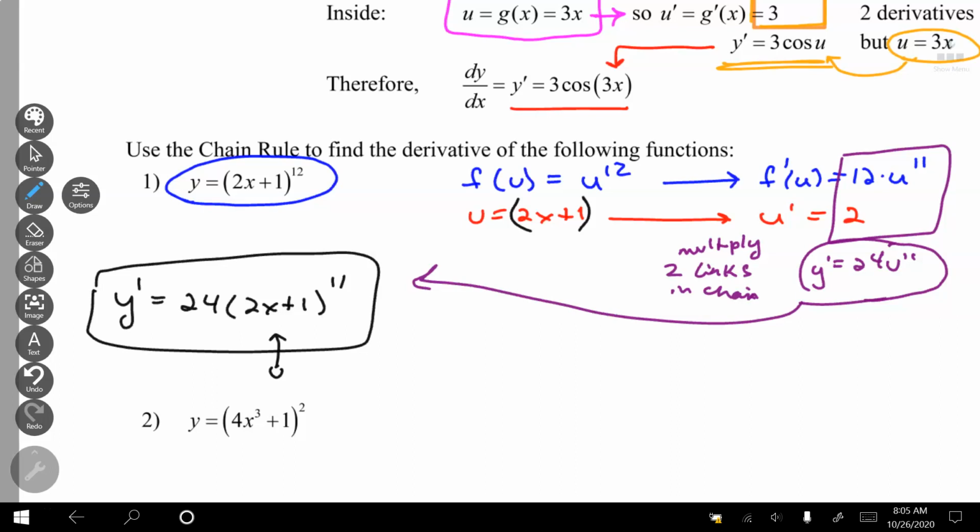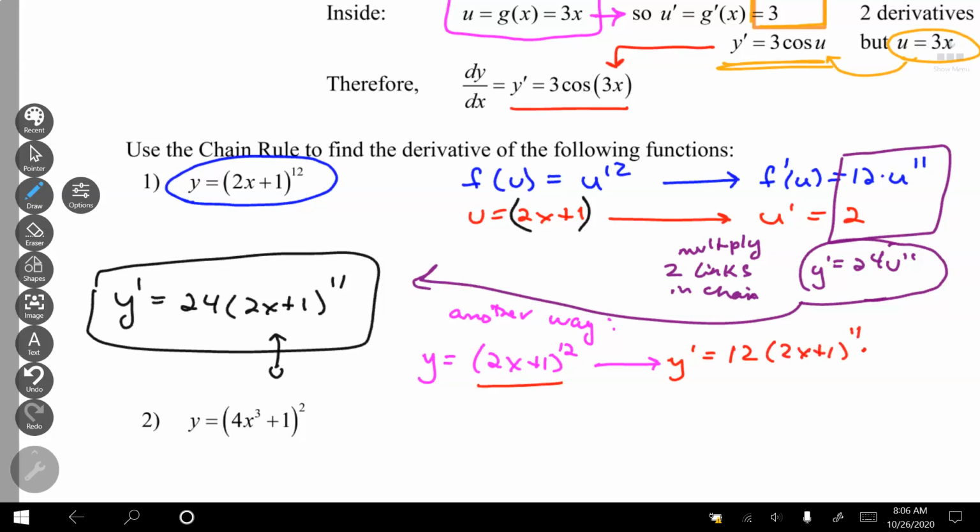That replaced the u. So the way I did this was very mechanical. Another way to do this is just by looking at it. Right now I have 2x plus 1 raised to the 12th, or something raised to the 12th. Some people might say y prime is equal to 12 times that something raised to the 11th, and then I have to multiply it by the derivative of the inside stuff. That's 2, so I get y prime is equal to 24 times 2x plus 1 to the 11th. That's a visual way of doing it. That's doing the outside part first, multiplied by the derivative of the inside stuff, and I get my final result.